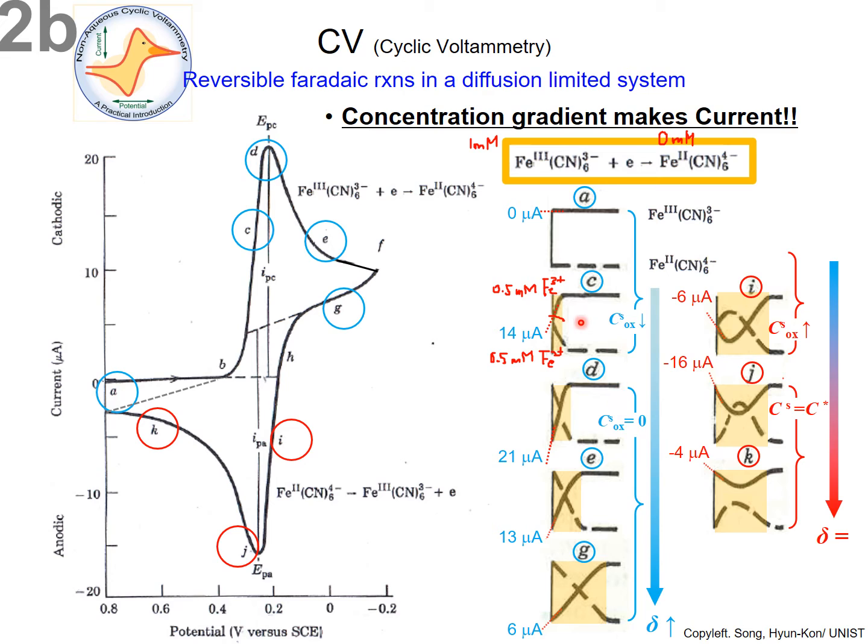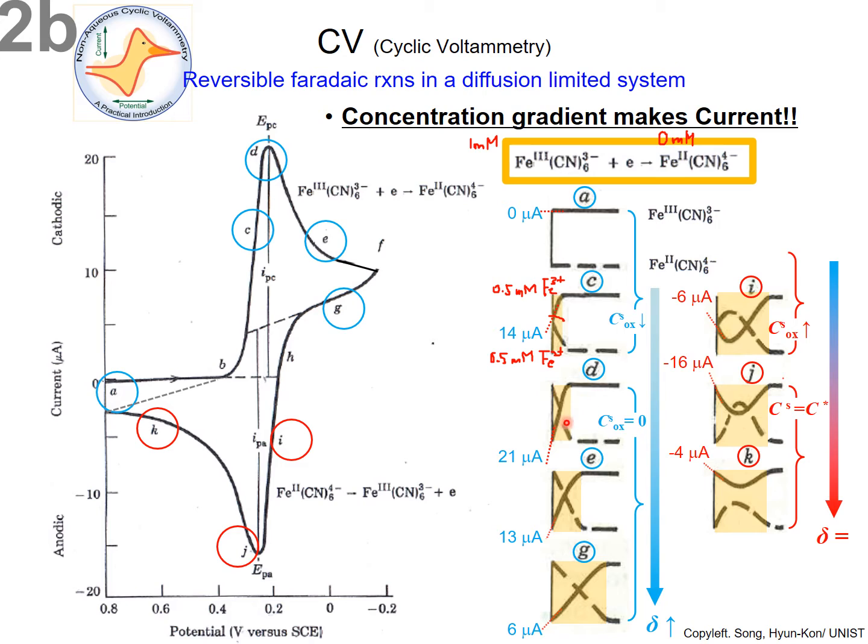Let's go back to the point C. At this point, we have 0.5 millimolarity of Fe3+. But at the peak point, all the molecules of Fe3+ are totally converted to Fe2+. So you cannot find any molecules of Fe3+ on the surface of the electrode. At the same time, the concentration of Fe2+ is maximized. Maybe the surface concentration of Fe2+ is about 1 millimolarity, because all of the surface oxidized species is going totally to the reduced species.